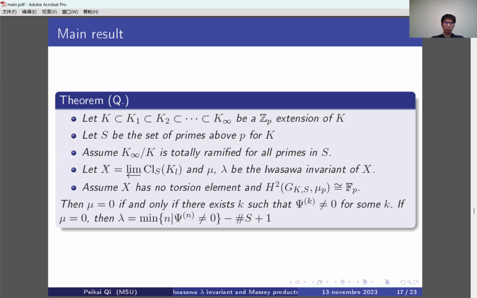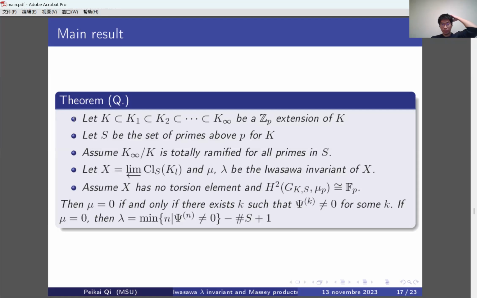And we denote X as the inverse limit of the S-class group. Here I didn't take the class group, I take the S-class group. So you can also form the Iwasawa invariants μ and λ. And further, we assume X has no torsion element. X is an Iwasawa module, X has no torsion element, and H^2 is isomorphic to F_p. Then the Iwasawa invariant μ is 0 if and only if there exists some integer k such that the generalized Bockstein-type map is non-zero for some k. And if μ is 0, then λ can be computed in this way.